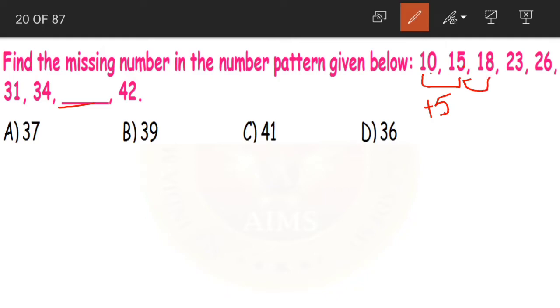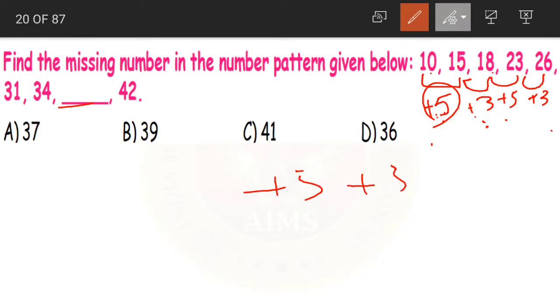Yes. Now, how to get 18? 15 plus 3 is equal to 18. Now again, 18 plus 5 is equal to 23. And 23 plus 3 is equal to 26. Now, what are we observing here? Yes, the first number is increased by 5 and the next number is increased by 3. Alternately, one is to be increased by 5 and the other is to be increased by 3.